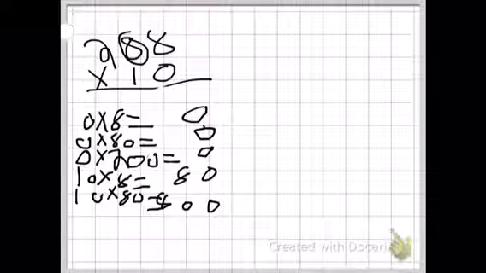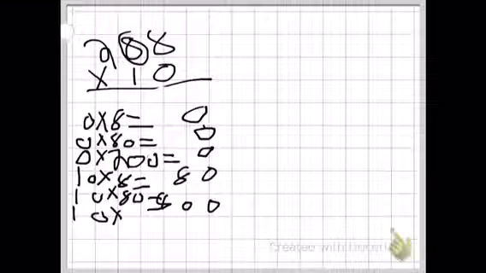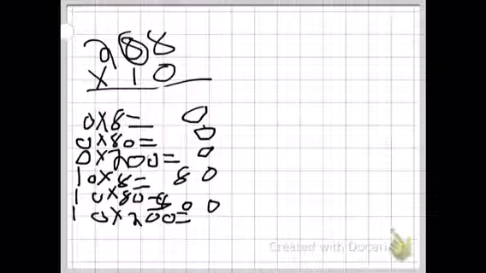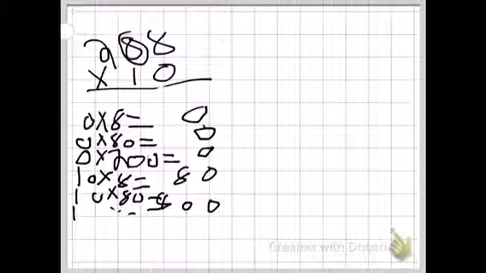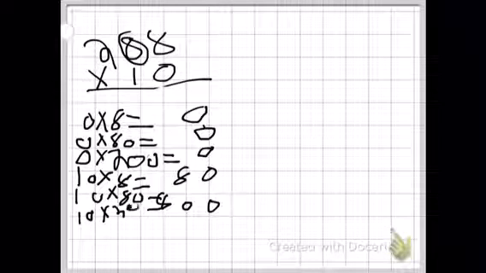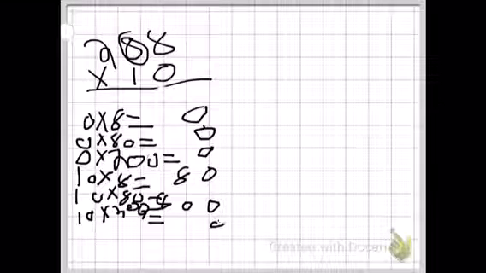Put the 8 there. Now, 10 times 200. Just pretend those three zeros weren't there. Put them over here to ignore them. And now, 2 times 1. It's 2, right? Just like this equation right above. It's the same number.